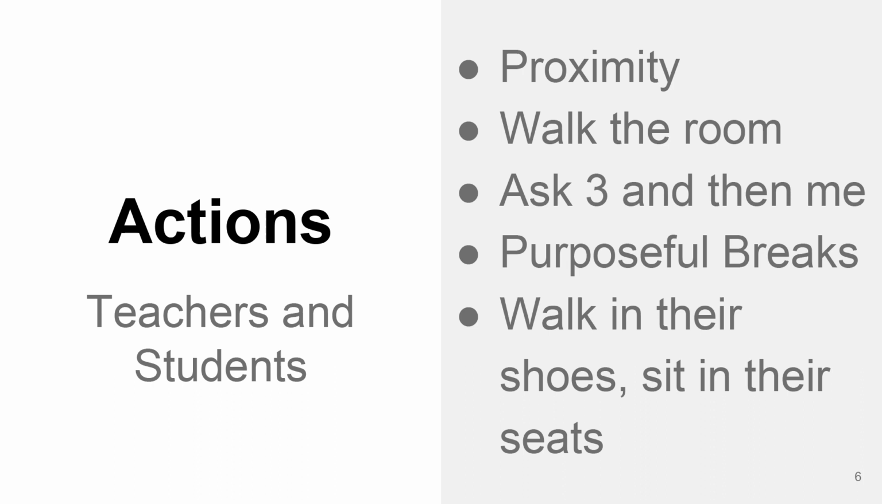Another strategy I would use is ask 3 and then me. And it could be ask 2. I just like 3 because it rhymes. So ask 3 and then me. So your students in the classroom, you have set this up where they have a question. Did they ask a friend? Did they ask a neighbor? And then they can come and ask you. It helps the transitioning from in and out of their seat.